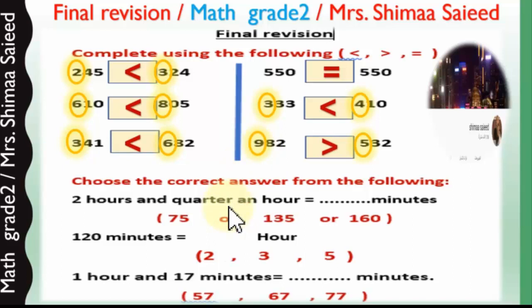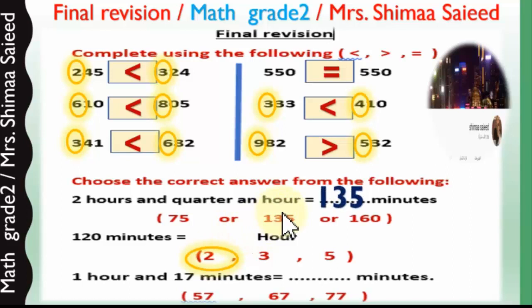The second question is: choose the correct answer from the following: 2 hours and a quarter of an hour. 2 hours means 60 minutes plus 60 minutes. A quarter of an hour means 15 minutes. So we will add 60 plus 60 plus 15, which equals 120 plus 15 equals 135 minutes.